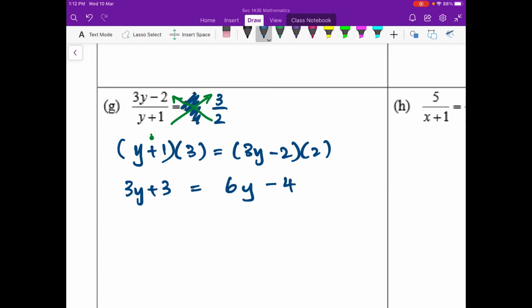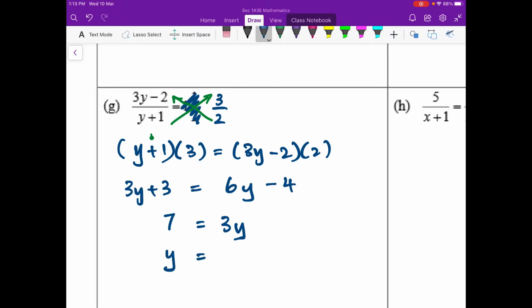Then you simplify, subtract 3y on both sides. I will have 3y on the right hand side. The 3y on the left hand side is removed already. I remove it by subtracting 3y. Then I want to remove this negative 4. I do so by adding 4 to it. I add 4 to the right hand side, I must add 4 to the left hand side. So I get 7.